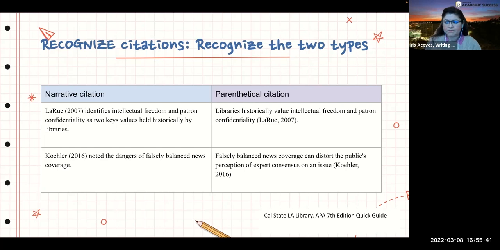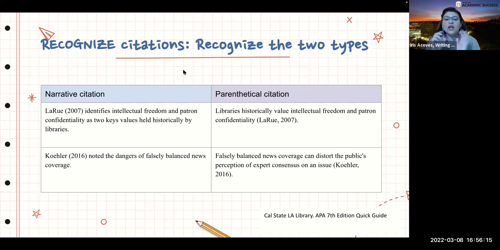But in order to add a little bit of variety, you could use this other method that Letty mentioned earlier, which is the parenthetical citation, where you have your sentence, libraries historically value intellectual freedom and patron confidentiality, which is what we have in the narrative citation. But then you put the author's last name, a comma, and the 2007 within the parentheses, and then you have the period at the end.